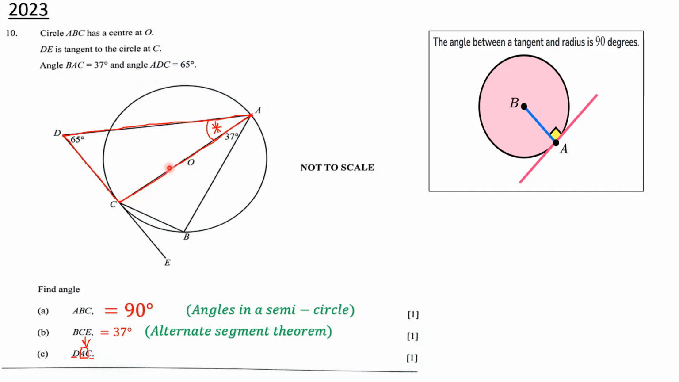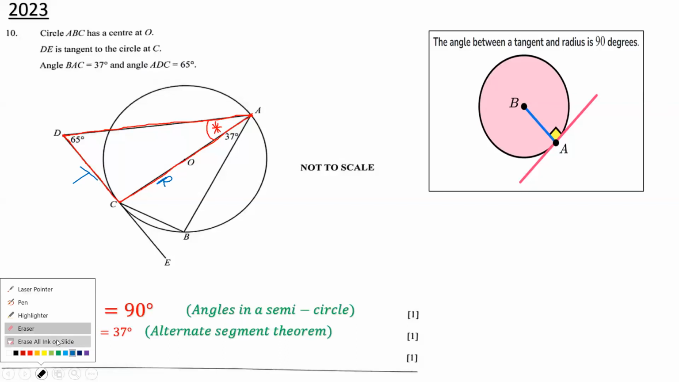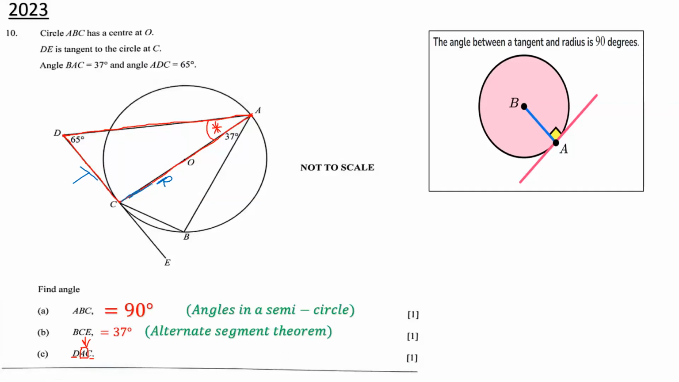And so the angle formed between the radius, which is this one, OC, and the tangent line, which is this one, equals what? 90 degrees. And so this right here is going to be equal to 90 degrees.